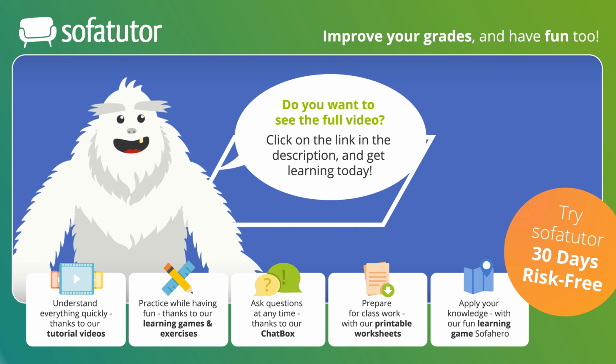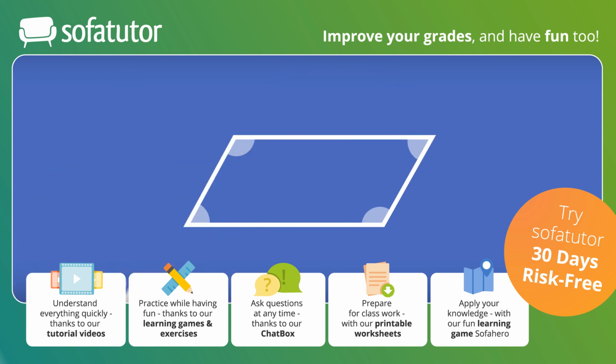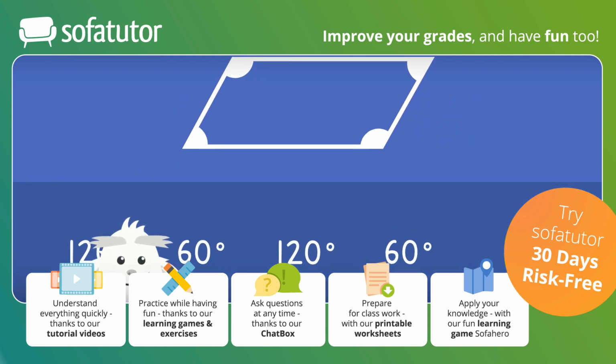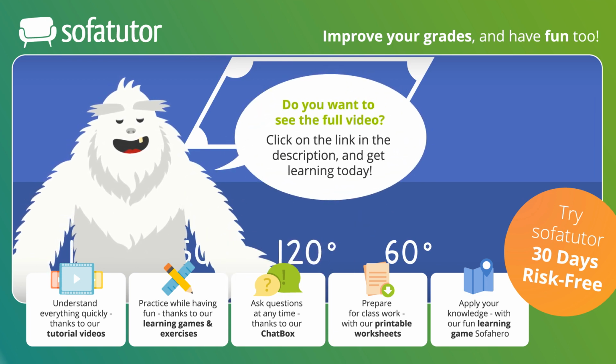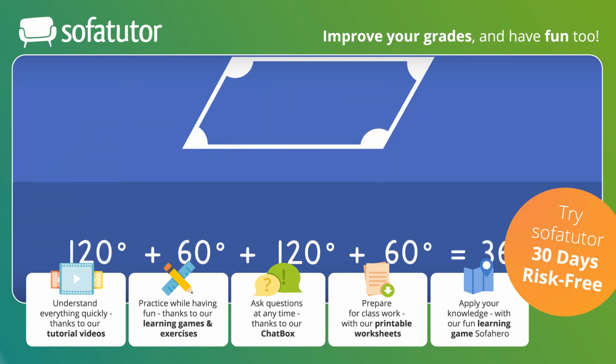A parallelogram has 2 sets of opposite angles of equal measure. If this angle is 120 degrees, then this angle is also 120 degrees. If this angle is 60 degrees, what is the measurement of this one? The opposite angle would also be 60 degrees. To check our answer, add 120, 60, 120, and 60. These angles total 360 degrees.